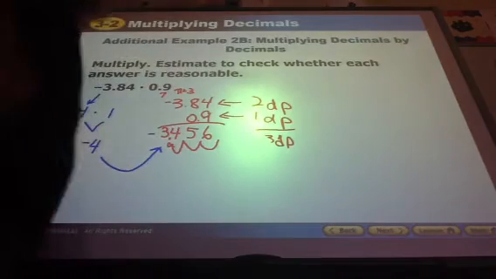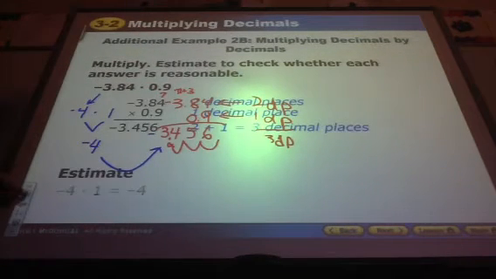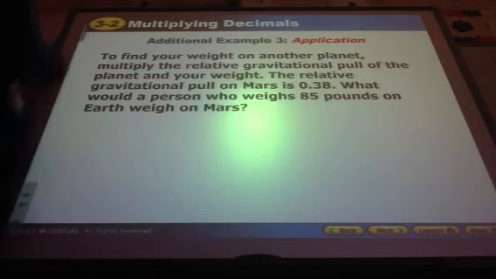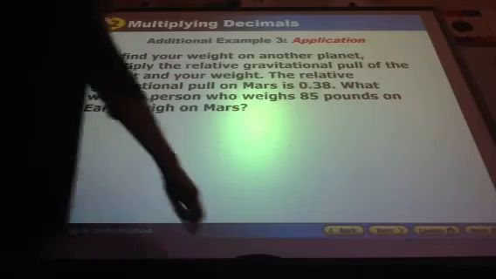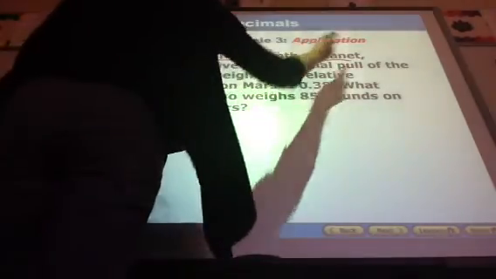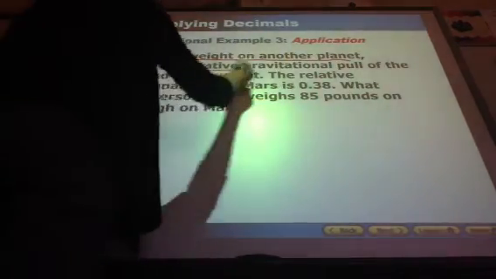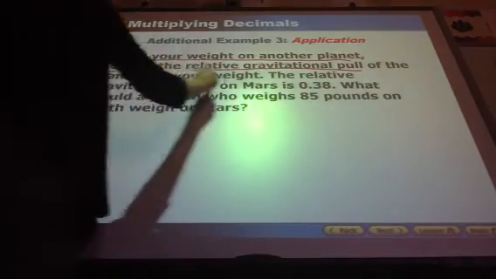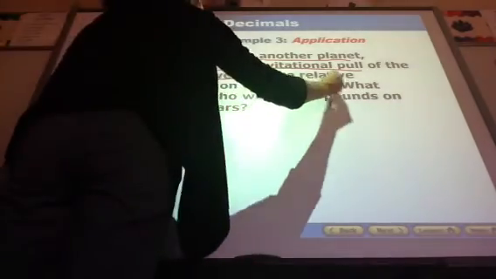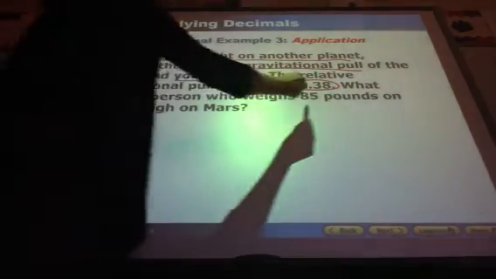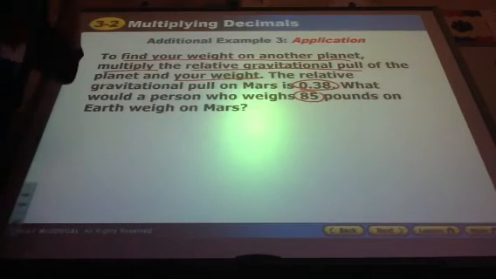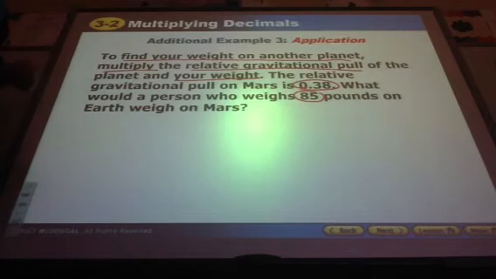Alrighty, last one, we're going to look at a word problem. On this one it says, to find your weight on another planet, multiply the relative gravitational pull of the planet and your weight. So we know we're finding your weight on another planet. So we're going to multiply relative gravitational pull and your weight. And the relative gravitational pull on Mars is 38 hundredths. And this person weighs 85 pounds. I was worried there thinking they were going to ask me to put my weight on there. I'm not going to do that. So we need to find your weight on the other planet.